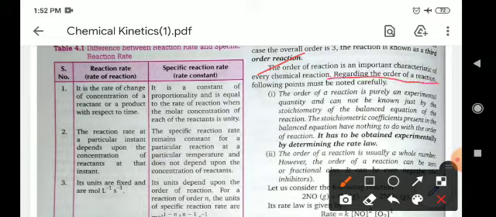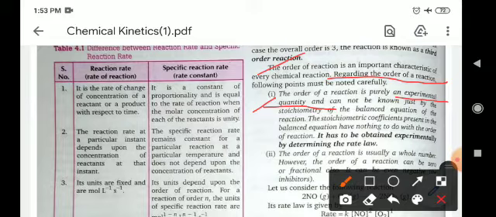Regarding the order of reaction, the following points must be noted carefully. Number 1, the order of reaction is purely an experimental quantity. This is the main point. It is an experimental quantity. You cannot find out the order of reaction without experiment. By looking at the equation you can't find out the order of reaction.